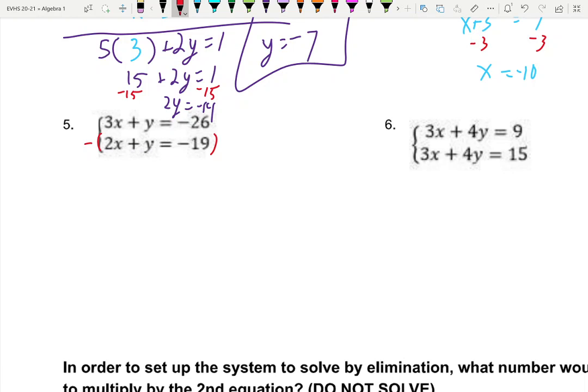Now, when I do that, what I'm doing is distributing the negative sign. So that's a minus, minus, plus. So now 3x plus 2x is just x. Y minus y, those cancel out, equals negative 26 plus 19 is negative 7.